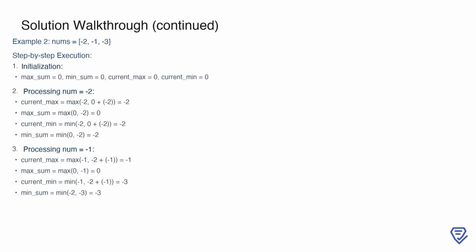Now, looking at a second example where nums is -2, -1, -3, we again initialize max_sum, min_sum, current_max, and current_min to 0. With -2, current_max becomes the maximum of -2 and the sum of current_max plus -2, which is -2. Max_sum remains 0 because it's larger than -2. For current_min, we calculate the minimum of -2 and the sum of current_min plus -2, which gives -2.